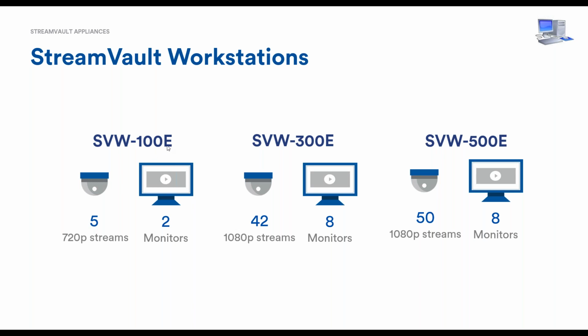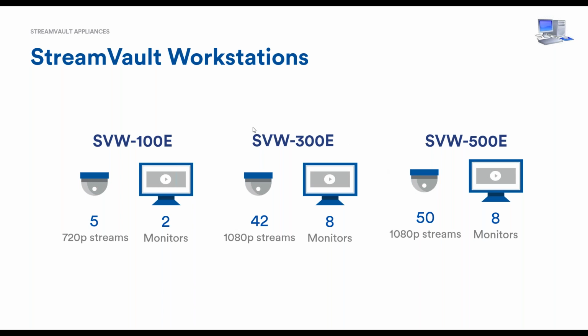As we can see, the 100E is a smaller system for up to 5 camera streams, 720p, with 2 monitors. If you want to go with the 300, you can go up to 42 1080p streams on 8 monitors, and the 500E, you'll be able to do 50 streams on up to 8 monitors. I do believe we have a more powerful workstation that we do not advertise.